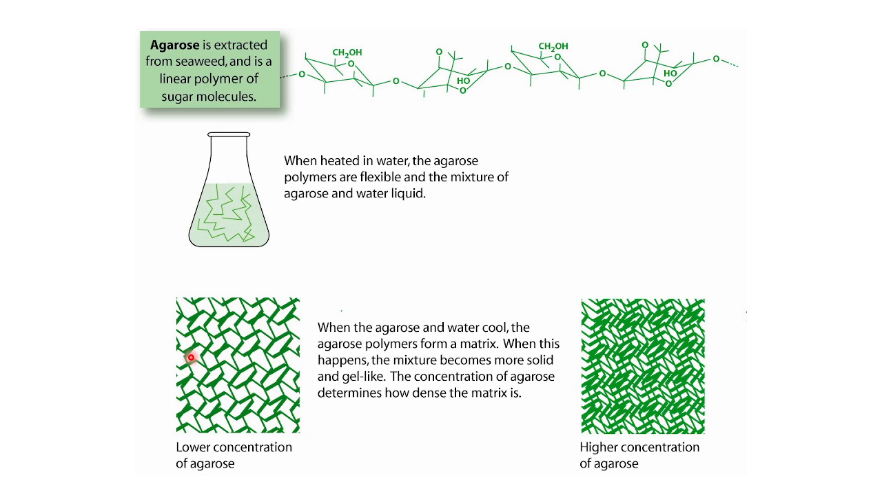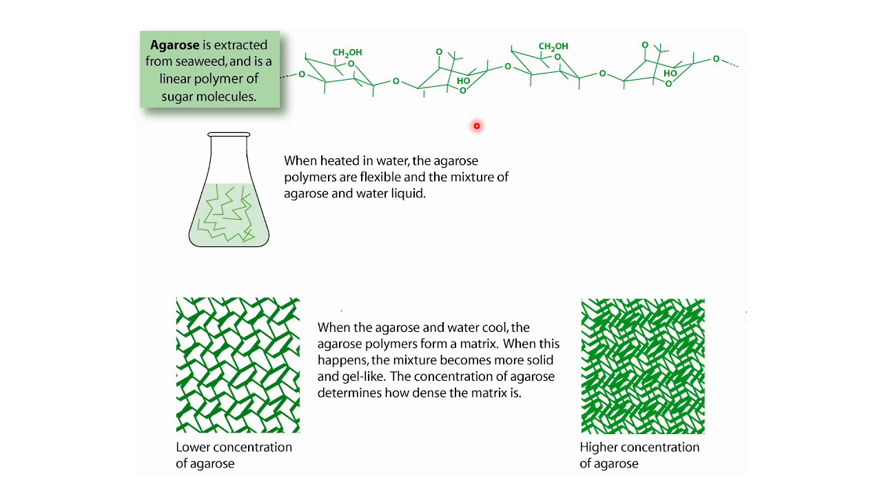Okay, now that we know about SDS-PAGE, we also need to know about agarose gel electrophoresis, or AGE. So what is agarose? It is extracted from seaweed and is a linear polymer of sugar molecules, as you can see here. When heated in water or any kind of buffer, the agarose polymers are flexible and the mixture is liquid. When we cool it, these linkages start forming again, the polymers form a matrix, and the mixture becomes more solid and gel-like.